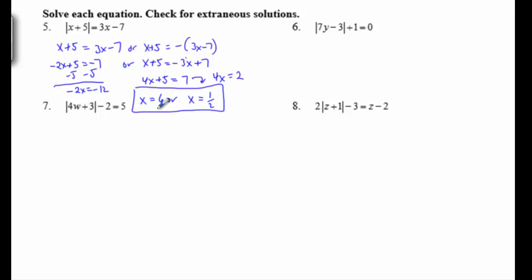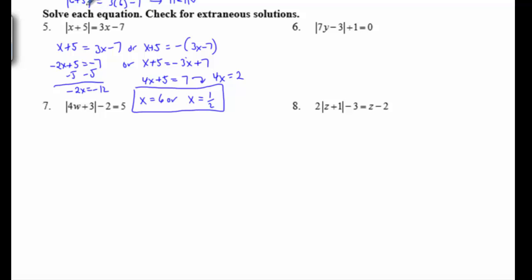So what we have to do is plug these in. If we go 6 plus 5 absolute value, that should equal 3 times 6 minus 7. So 11 should equal 18 minus 7, which is 11. So 11 equals 11. That checkmates, or that checks out.